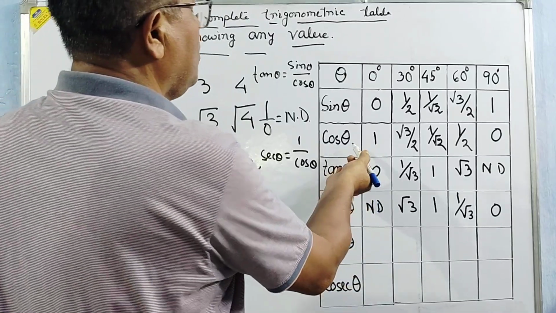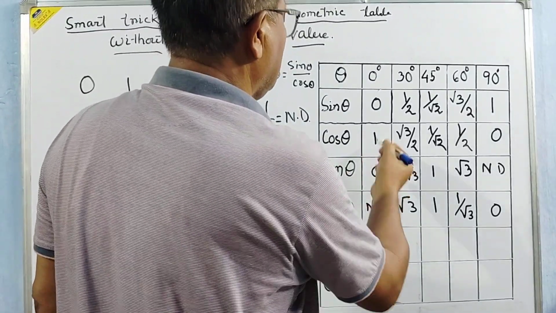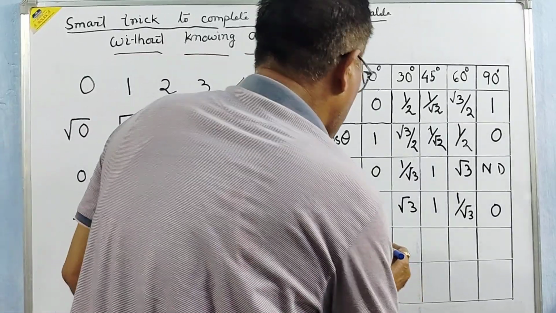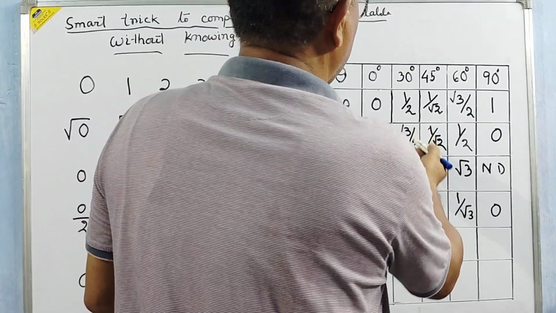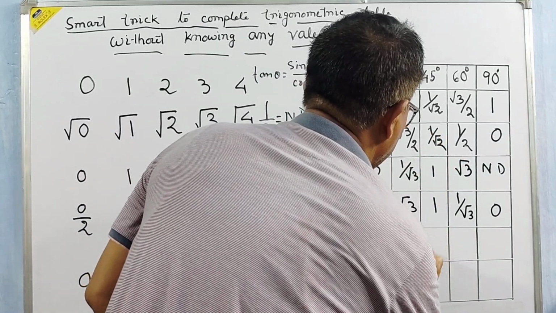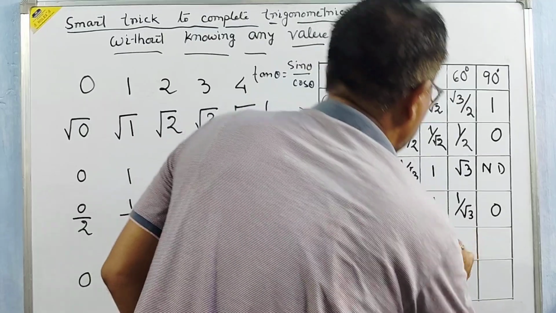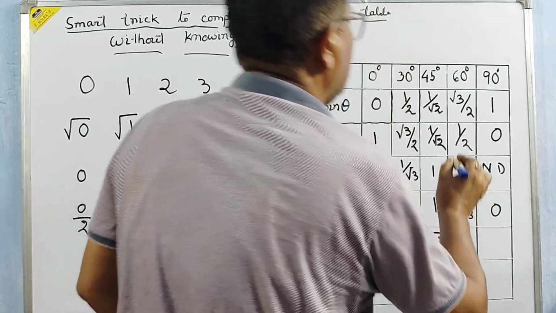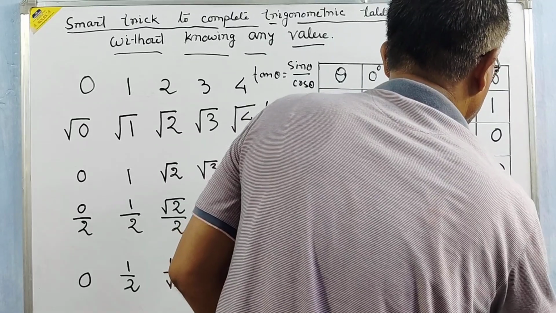Now for sec theta, we know that sec theta equals 1 by cos theta. So we just reverse the value of cos theta. This is equal to 1, and this is root 3 by 2, so we write here 2 by root 3. This is 1 by root 2, so this is root 2. This is 2, and this is not defined.